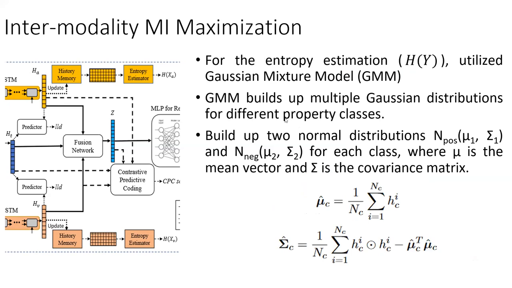For the entropy part, they utilize the Gaussian mixture model. Using the Gaussian mixture model, they build multiple Gaussian distributions from different property classes. Here they build two normal distributions for these classes, I mean, they use two classes for positive and negative. The mean is the mean vector, and this is the covariance matrix, and these parameters are calculated using these equations. This equation is for each batch, where C represents the class, the positive and negative class, and N is the batch size. And this circle dot represents the component-wise multiplication.